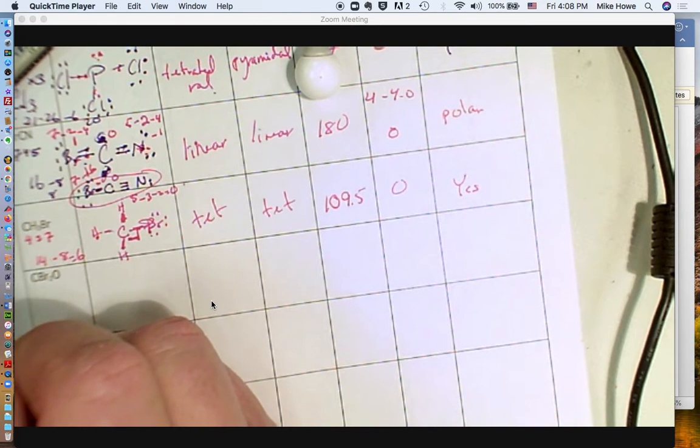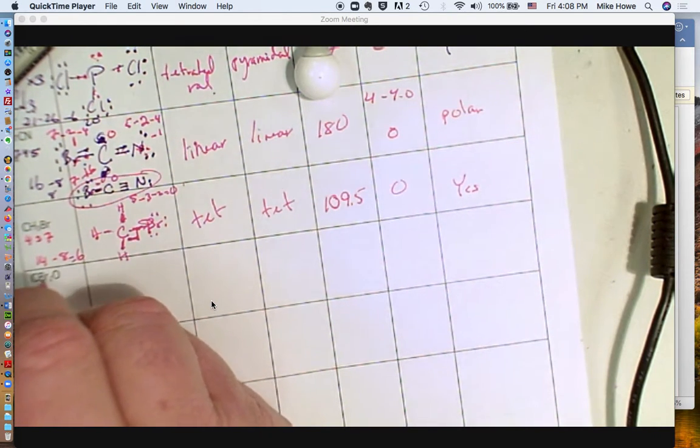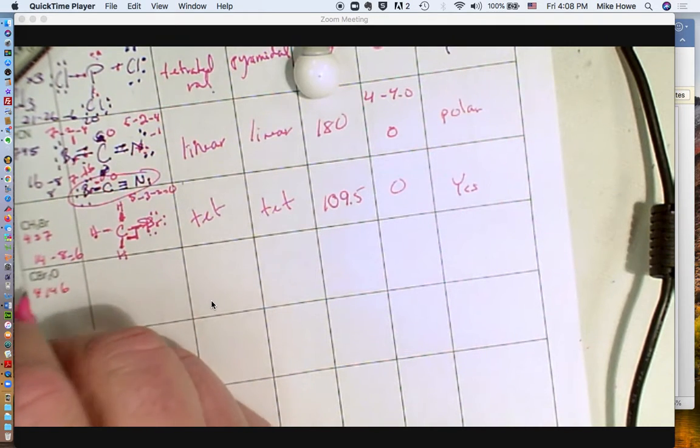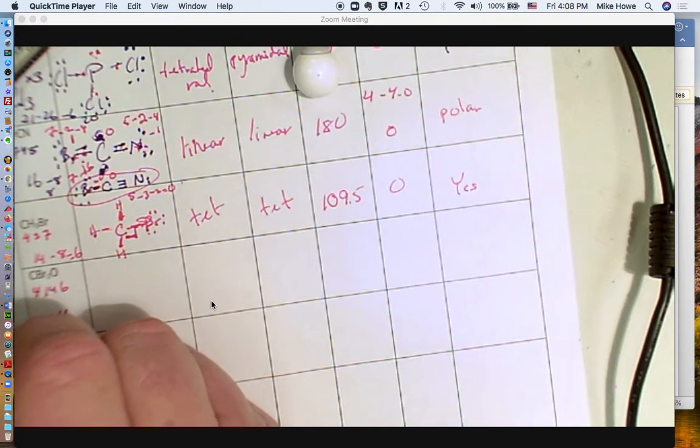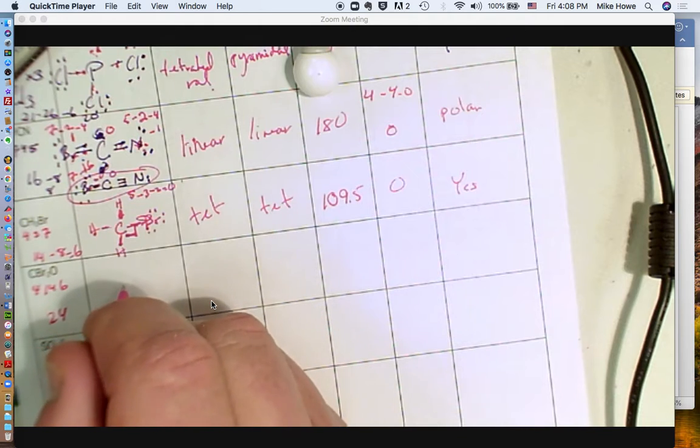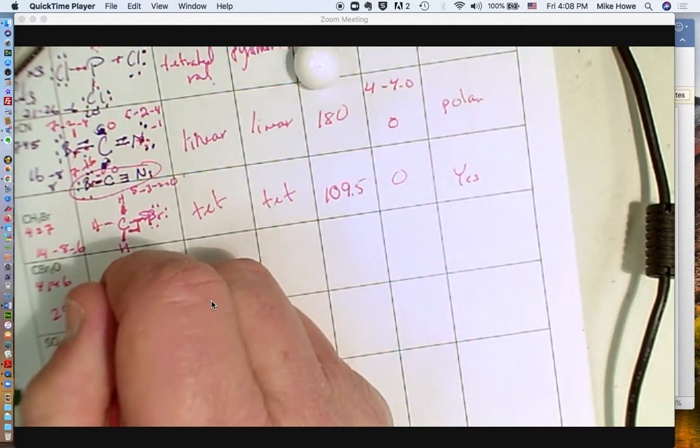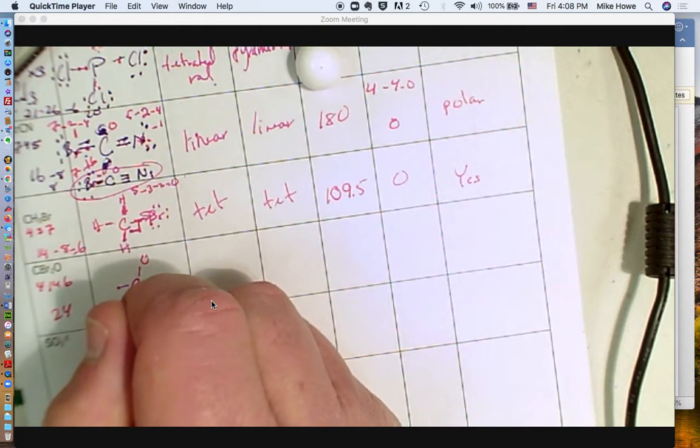All right, next one, CBr2O. You've got 4 valence electrons. 7 times 2 is 14. You've got 6, so you've got 18 and 6 is 24 valence electrons. Then you draw your skeleton structure. The C goes in the middle. You have an O out here. You have a Br. You have a Br.